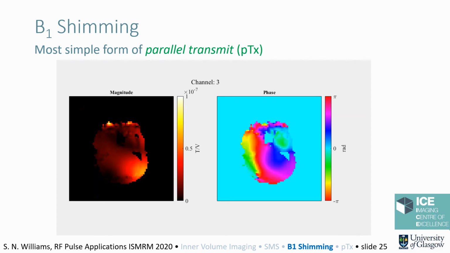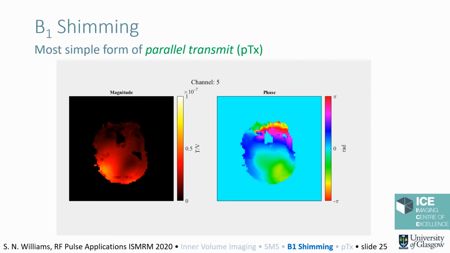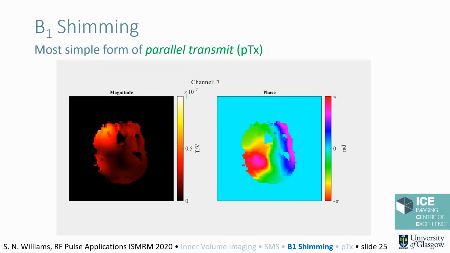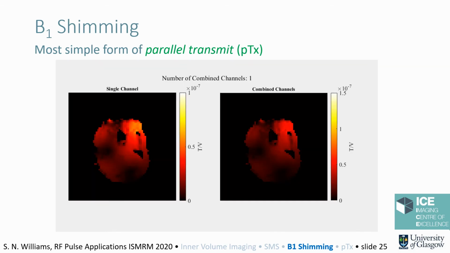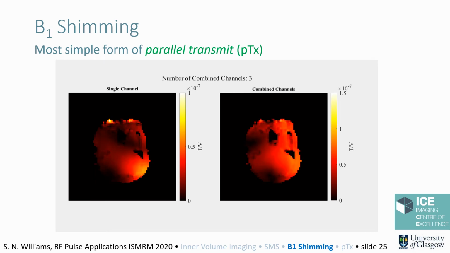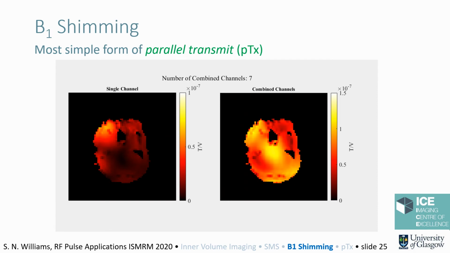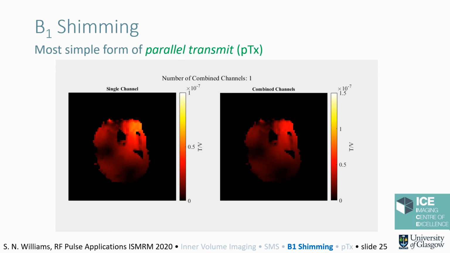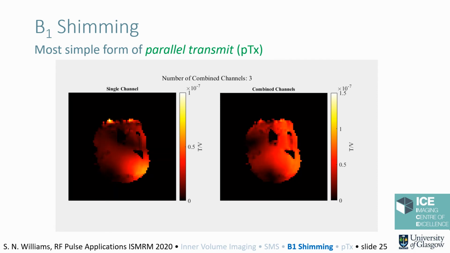These are used to perform B1 shimming, which is considered the simplest form of parallel transmit, or pTx. These independent channels are used in conjunction to create the combined excitation pattern. Here on the right, the channels are combined with equal weights producing the equivalent of a single transmit excitation.